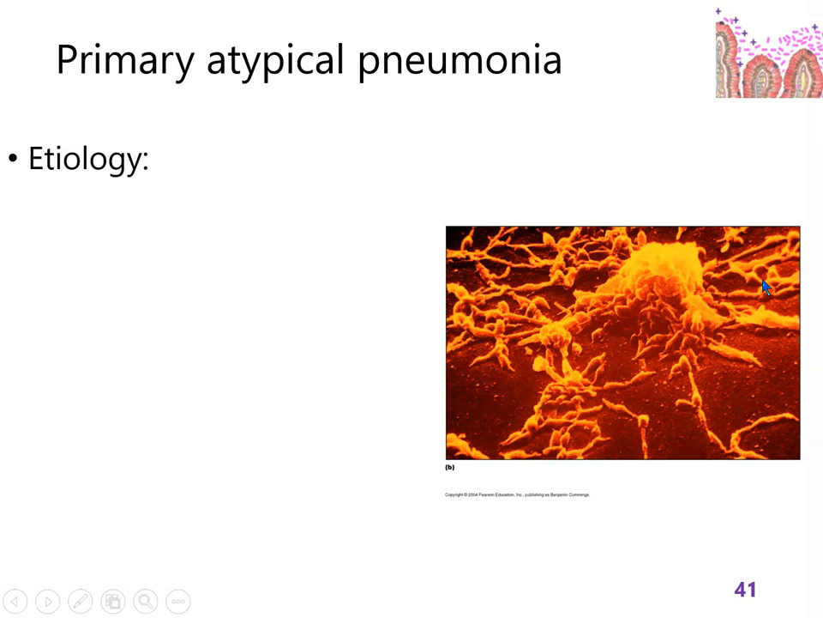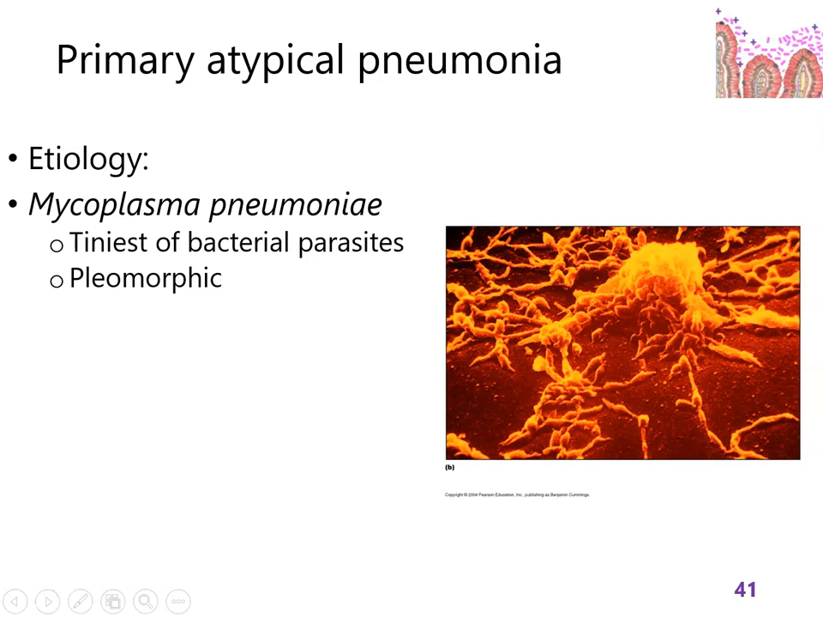The next type of pneumonia we're looking at is primary atypical pneumonia, and I don't take these terms like primary atypical all that seriously, but it's what is caused by Mycoplasma pneumoniae. So let's not confuse Mycobacterium with Mycoplasma. Mycobacterium is the genus that causes Hansen's disease and tuberculosis. Mycoplasma is not.